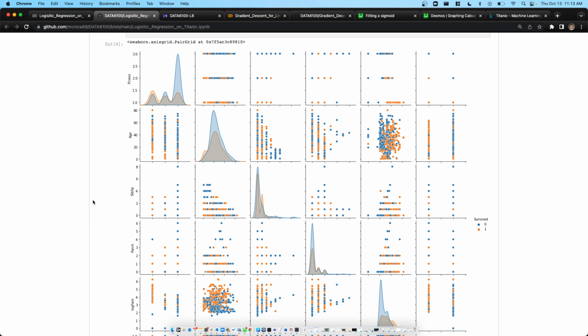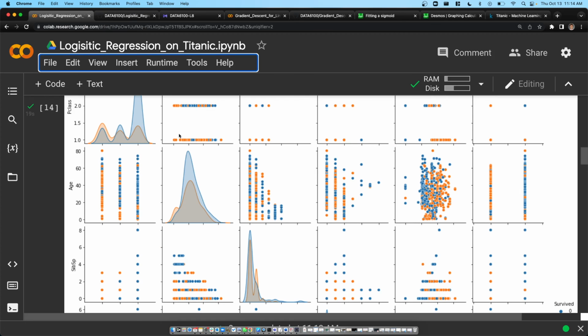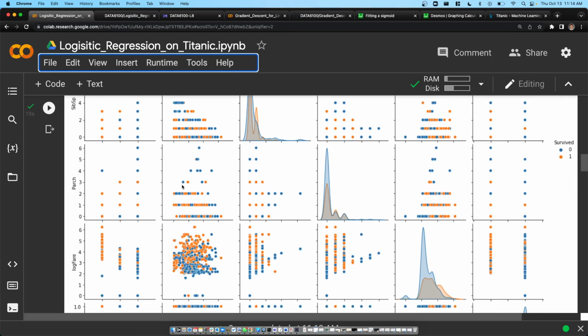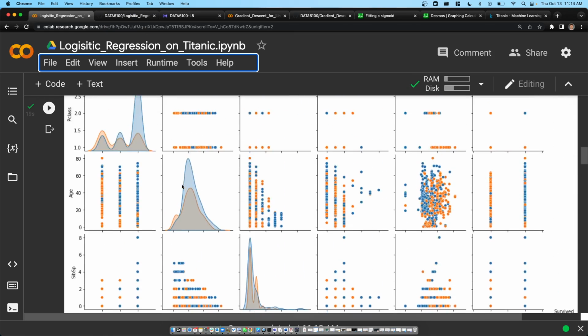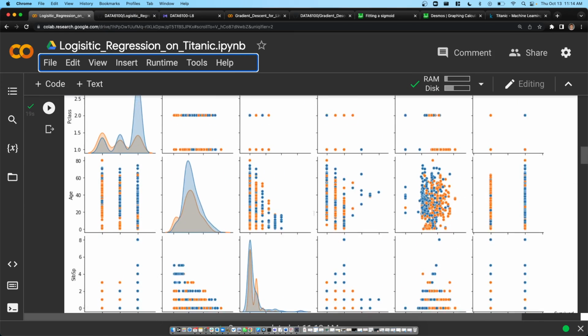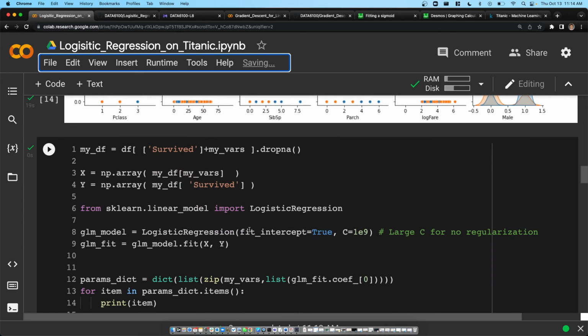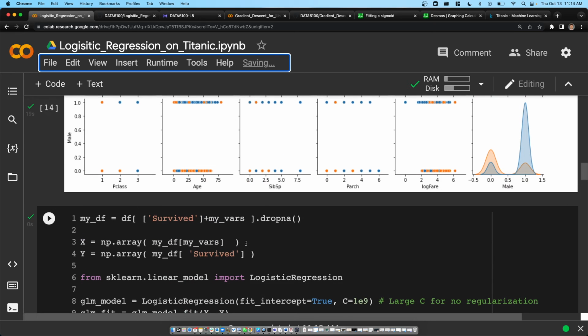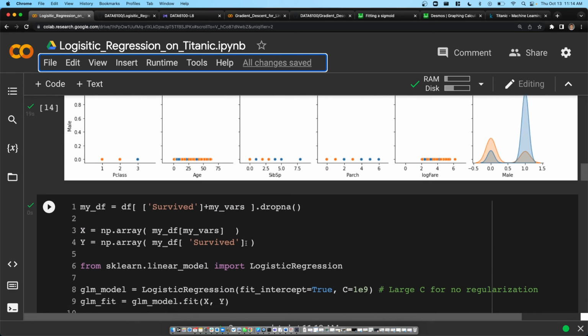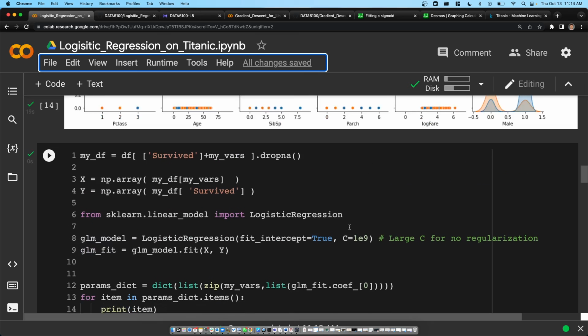Orange is people who survived, and blue is people who didn't survive. You can see maybe which variables matter and which ones don't. That's the hope with this kind of thing, that maybe you can eliminate some variables. But I thought they all looked okay, and I had some other ones on here that I deleted. It looked okay, so what I did is I said, please do a logistic regression with all the variables, and tell me what you get.